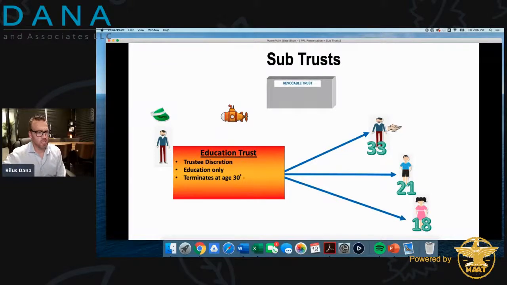Education trust. So this is another type of subtrust that we do. An education trust, there's a couple of different ways that we design these. Sometimes we do what I call a common pot trust, where the money is held for the benefit of a class. Usually it's like grandkids or nieces or nephews, and we hold a sum of money that's available for them to use for education expenses.